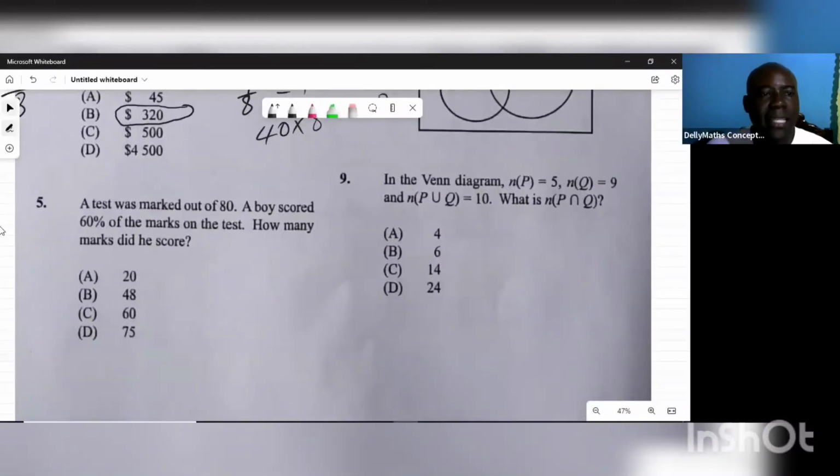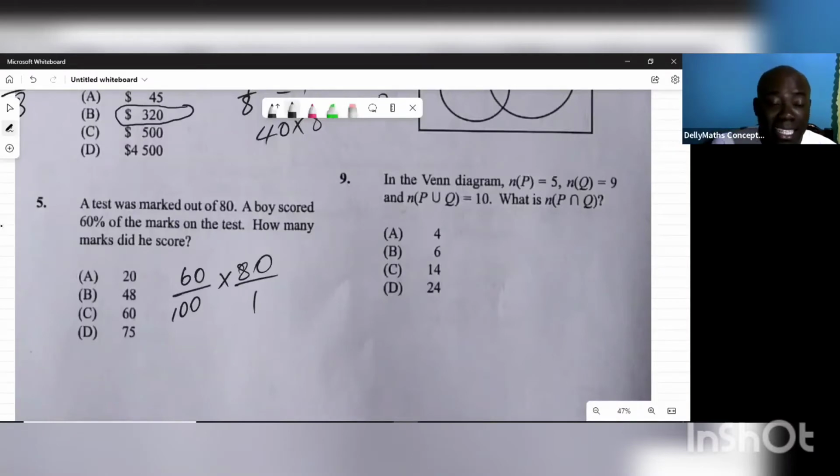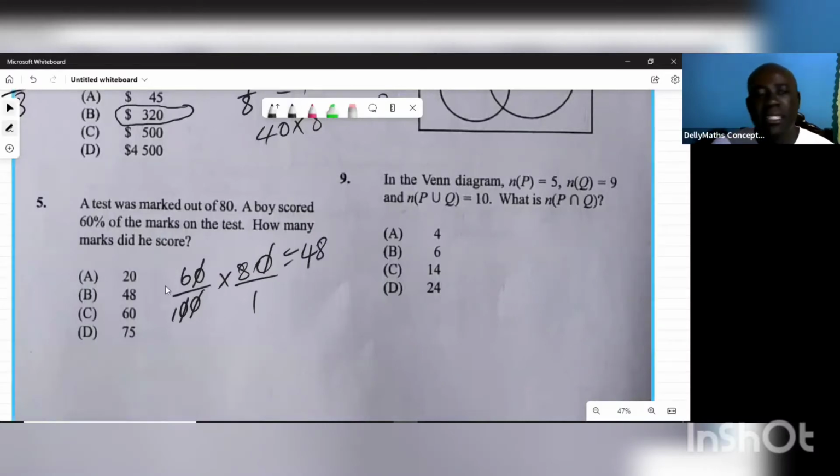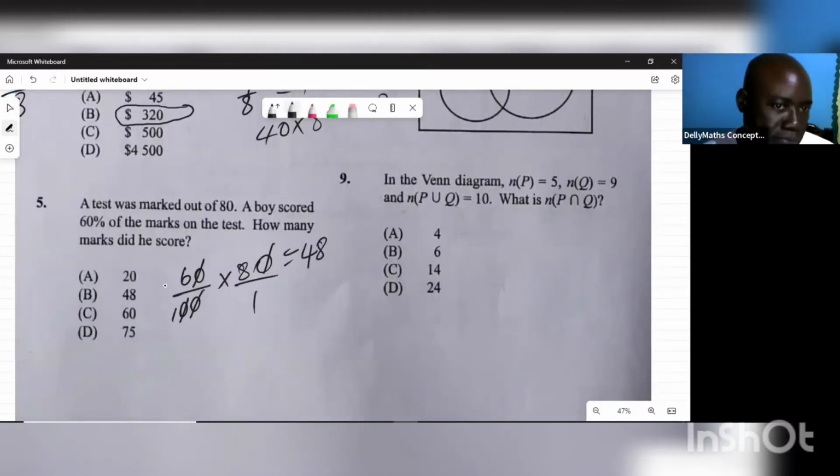Now let's look at this. It says that a test was marked out of 80. A boy scored 60% of the marks. How many marks did he get? You could just look at it and say, okay, 60% is 60 over 100 of 80. They always make sure that there are things to cancel easily. So you set up 60 over 100 times 80, 0 cancels 0, 0 cancels 0, and you're like, okay, it's 48. No calculator still. 6, 8, 48, and you're gone.